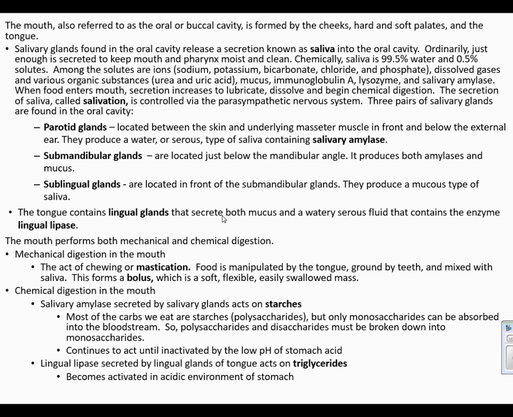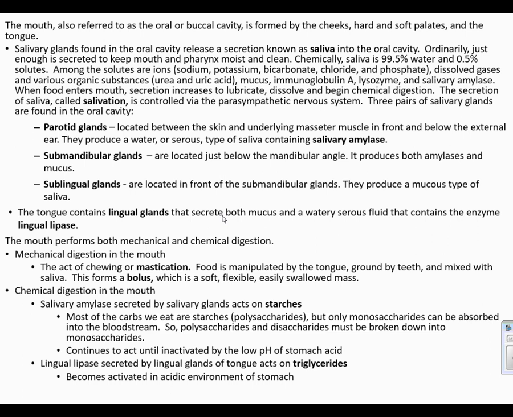Now, we have salivary glands located in and around our oral cavity that secrete saliva, or as we like to call it a lot of times, just spit. Ordinarily, we secrete just enough saliva to keep our mouth and pharynx moist and clean. But as we start to smell food, see food, or put food in our mouth, we're going to start pumping out more of it.